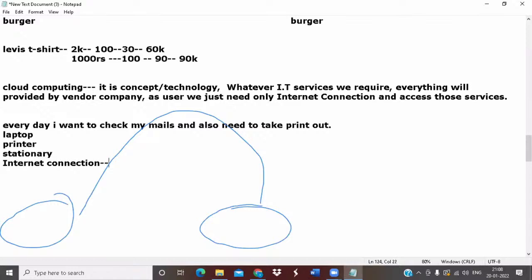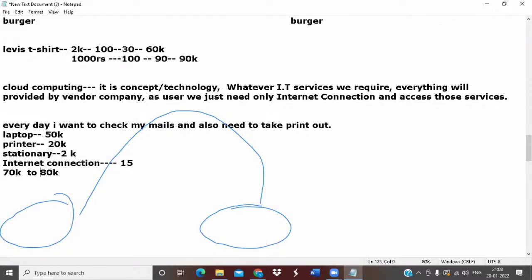And every month I need to pay the rent for this. Tell me, a laptop costs approximately how much? 50,000. Printer costs approximately 20,000. Stationery approximately 2,000. Internet connection every month I need to pay about 1,500. Tell me, approximately 70 to 80,000 rupees I have to spend or not?